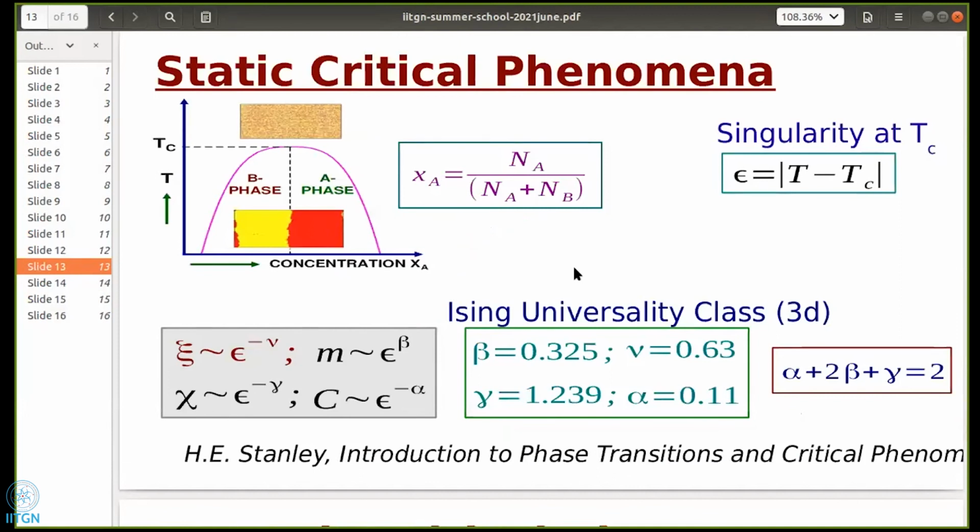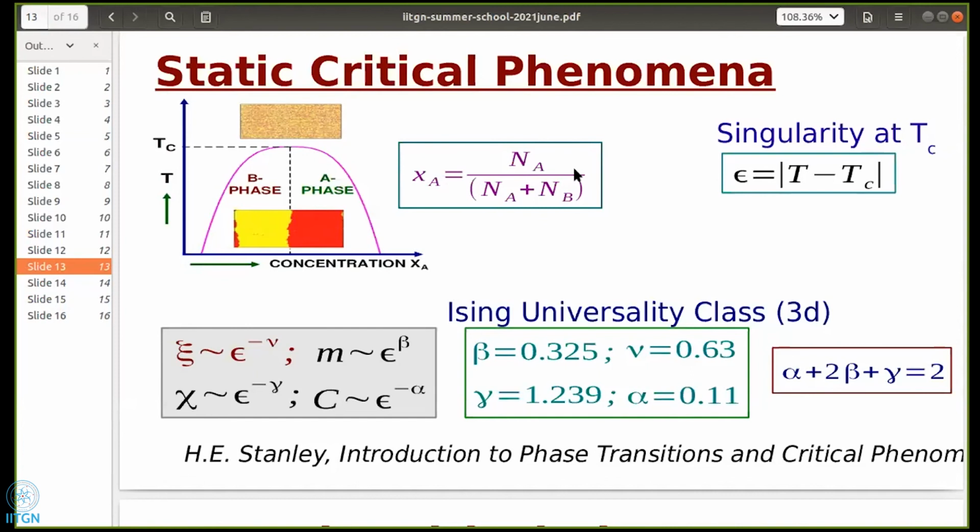This is a very involved topic, which is mainly known as critical phenomena. Critical phenomena is where one looks at different static and dynamic properties of a fluid or a magnetic system close to this kind of second order phase transition or critical point. The first picture you see here is the phase diagram, which I already explained to you. The concentration of the A particles, on the x-axis, is defined as I showed you before.